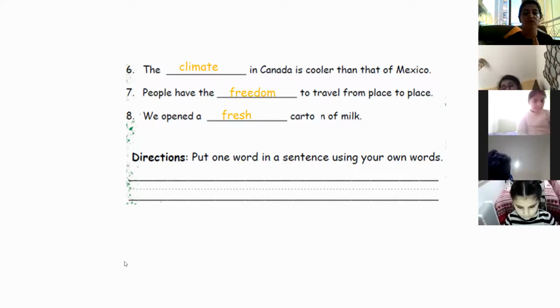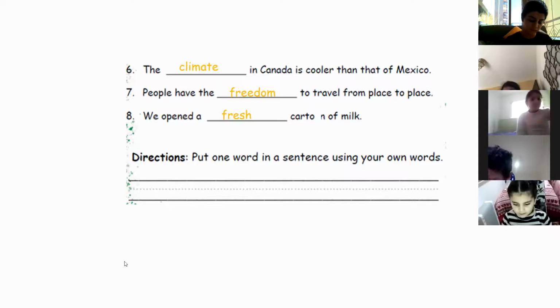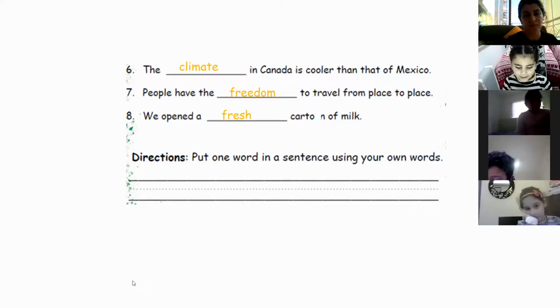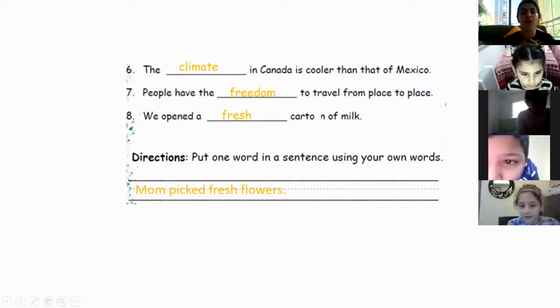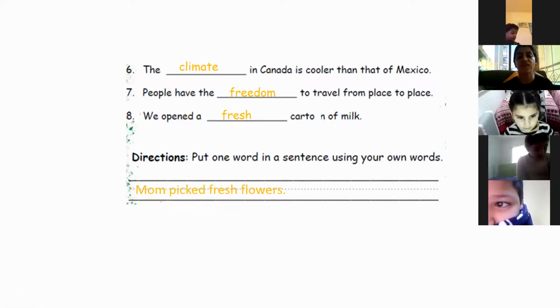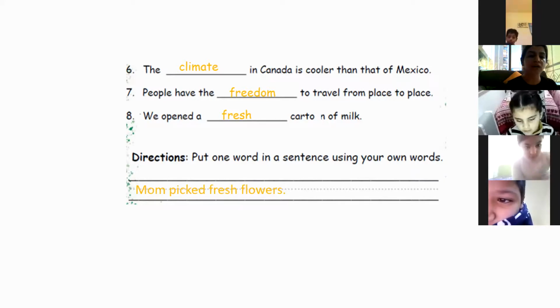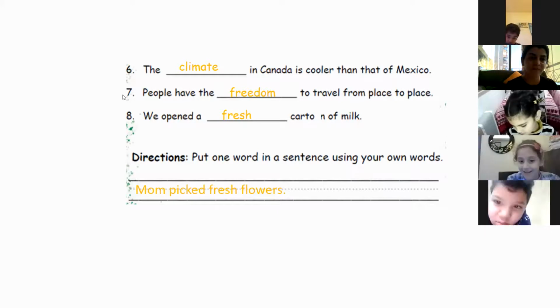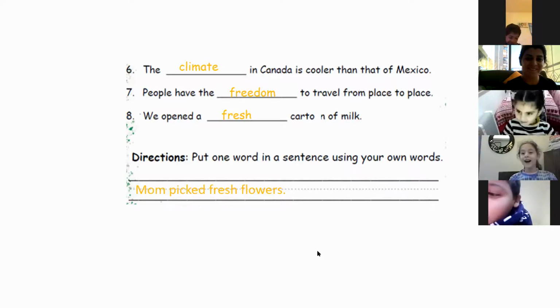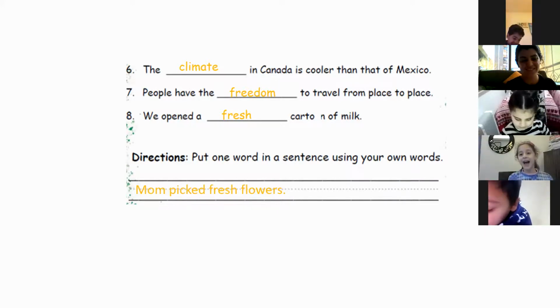Zainab Abdullah, use one word in a sentence. Choose any word and use it in a sentence. I am eager to go to my grandmother. Bravo. Batul, another sentence using a different word. I wrote, Mom picked fresh flowers. Batul, share your sentence. I think I'm going to say, the rabbit has the freedom to hop everywhere.